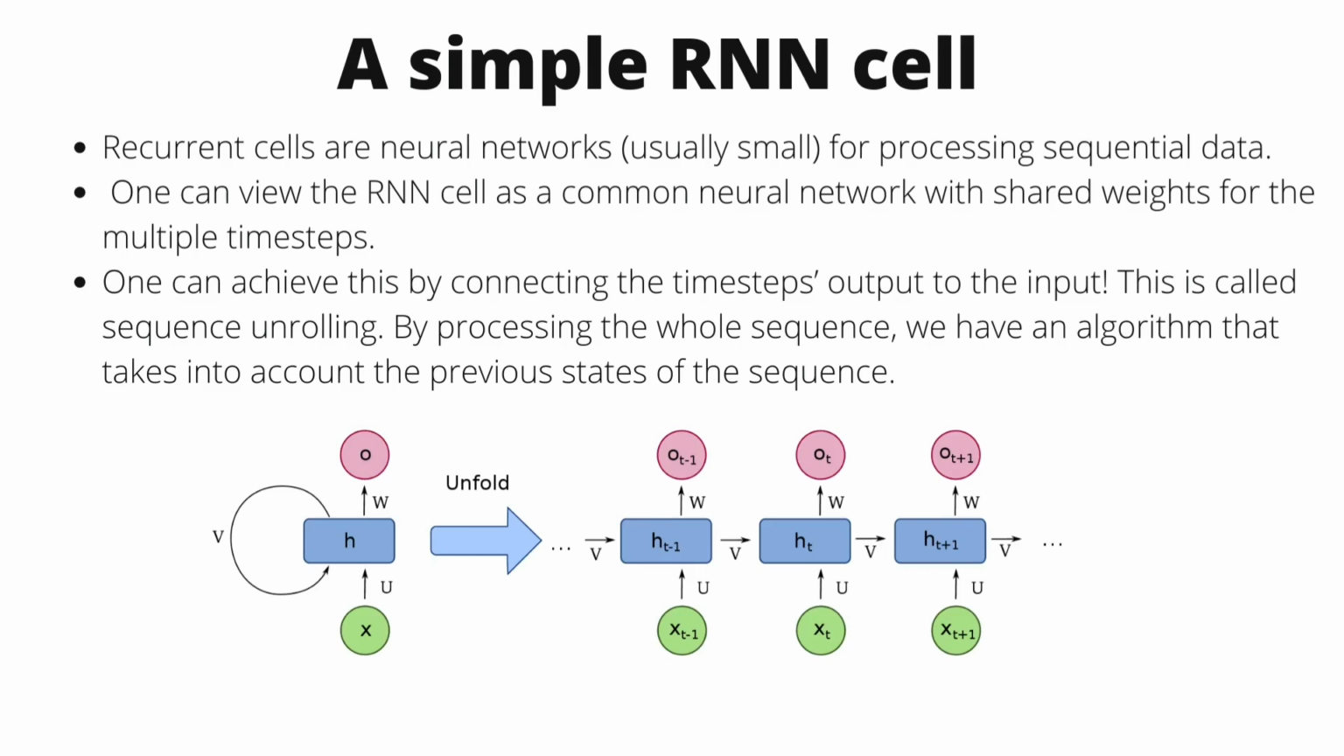limitation. One can achieve this by connecting the time step's output to the input. This is called the sequence unrolling. The entire sequence is unrolled into the different time steps and then the processing of the whole sequence is done, and we have an algorithm that takes into account the previous states of the sequence as well. In this manner we are having a notion of memory in a cell. So this is the simple RNN cell.